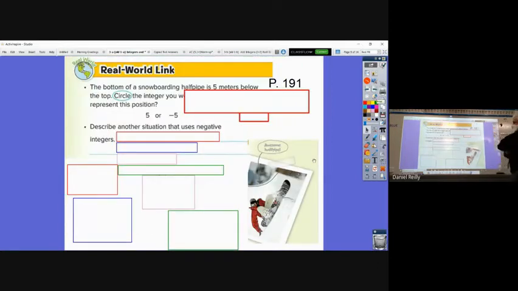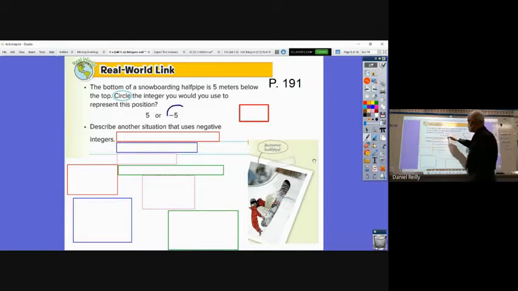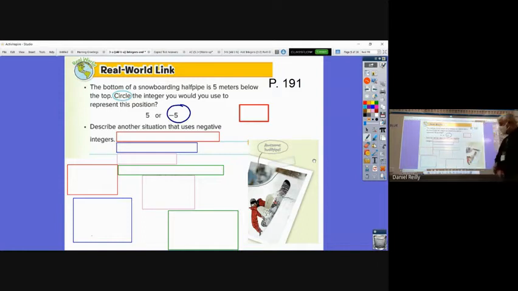At the bottom of page 191, what is this box here? The bottom of a snowboarding half pipe is 5 meters below the top. What integer would you use to represent this position? Olivia? -5. Yay. Because below typically means negative, below the 0 level, okay?